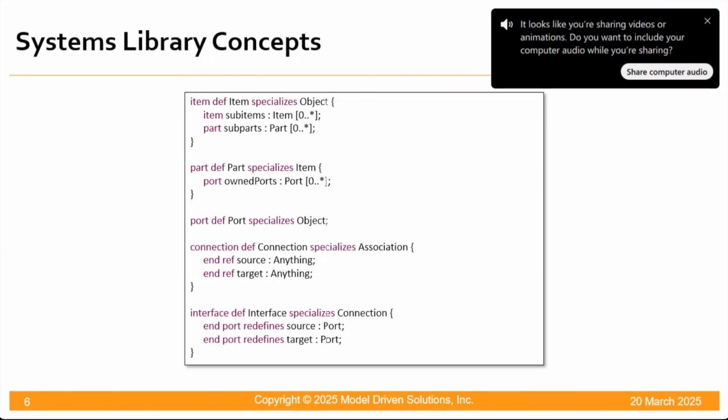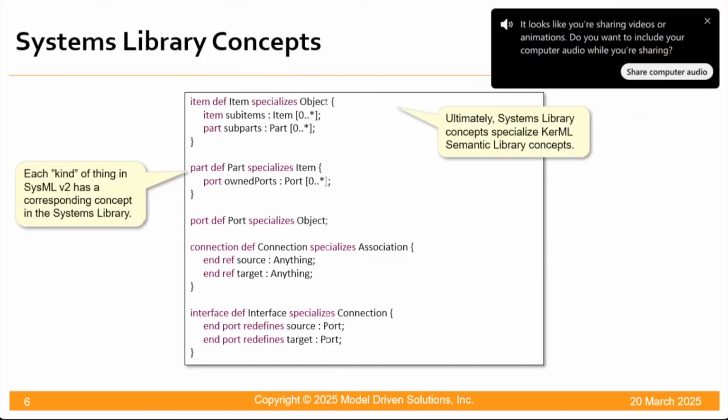Now, where's the real semantics of this? Well, you notice that item specializes object. So let me put my little callouts here. Each kind of thing has a corresponding concept. And ultimately, this relates back to kernel. So the idea of an object is something in kernel. If you look at an object, it's a structural occurrence. An occurrence is something that occurs in space and time.